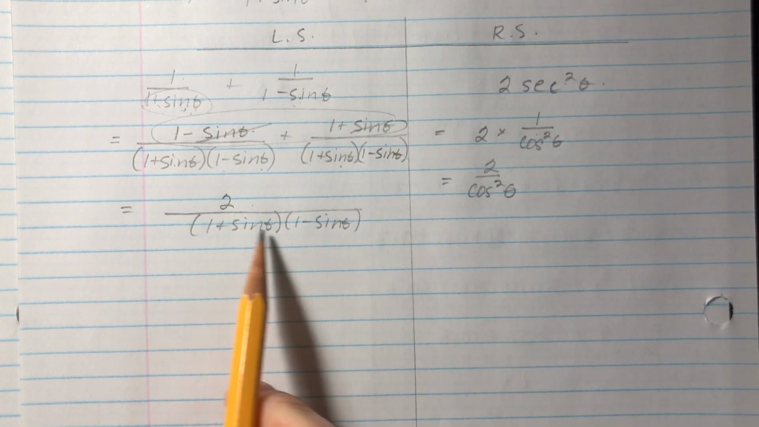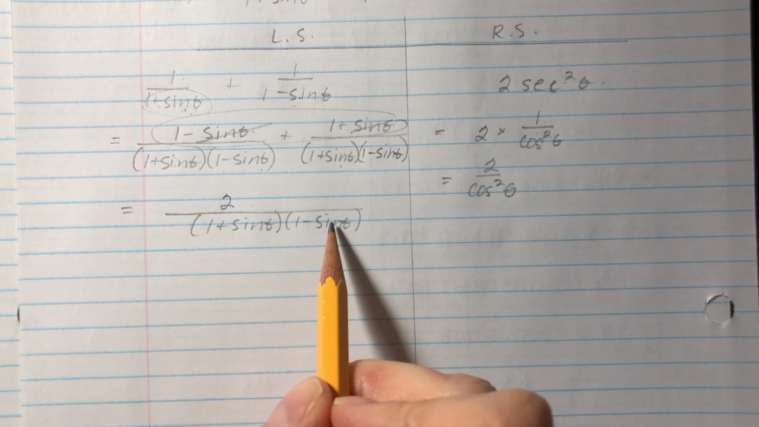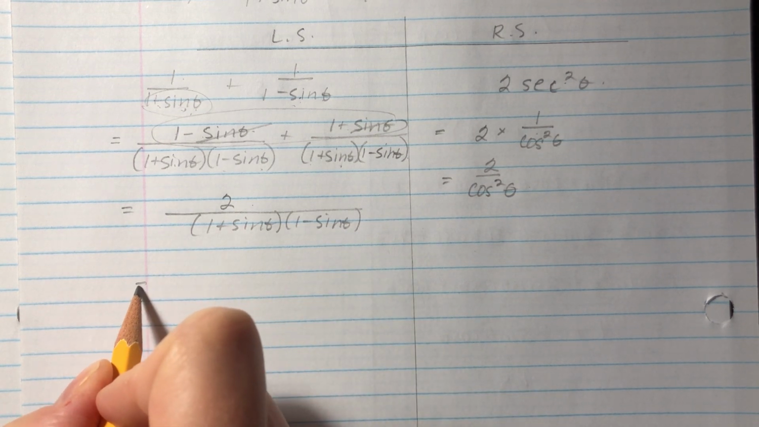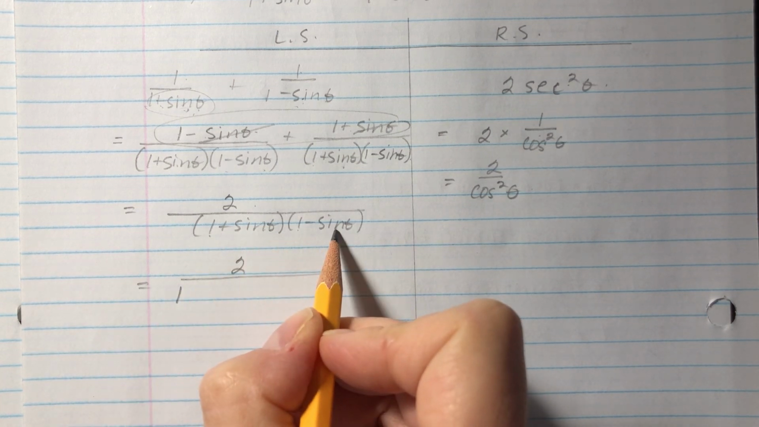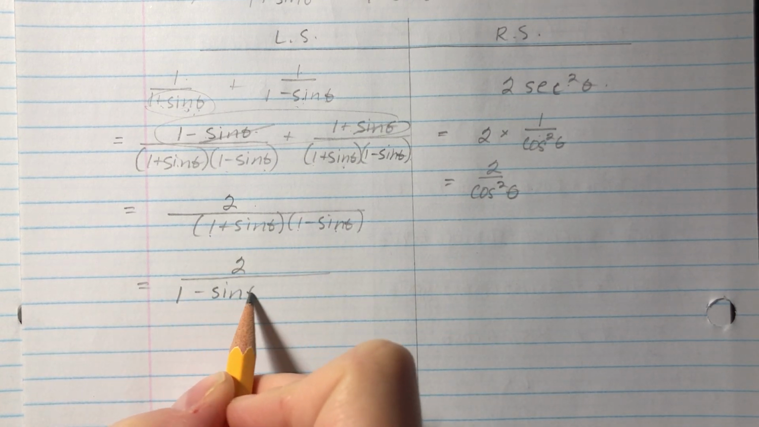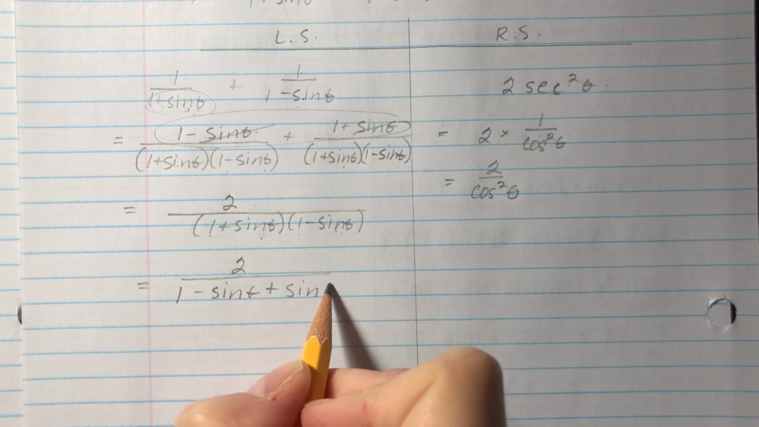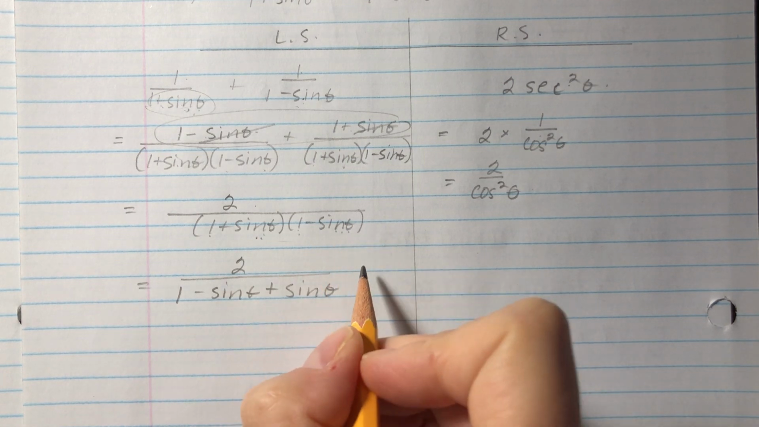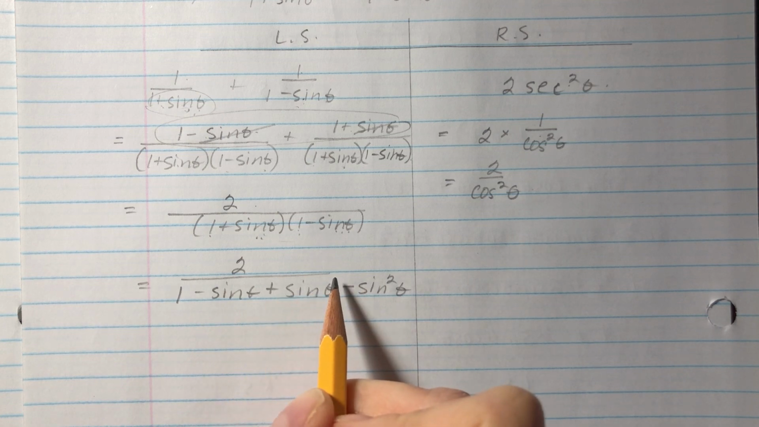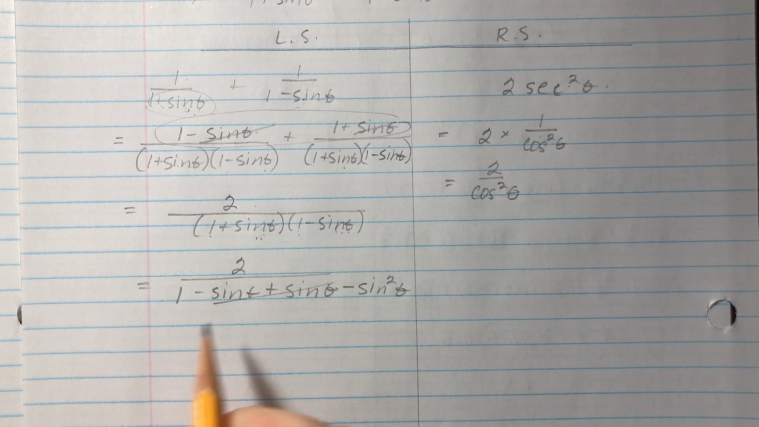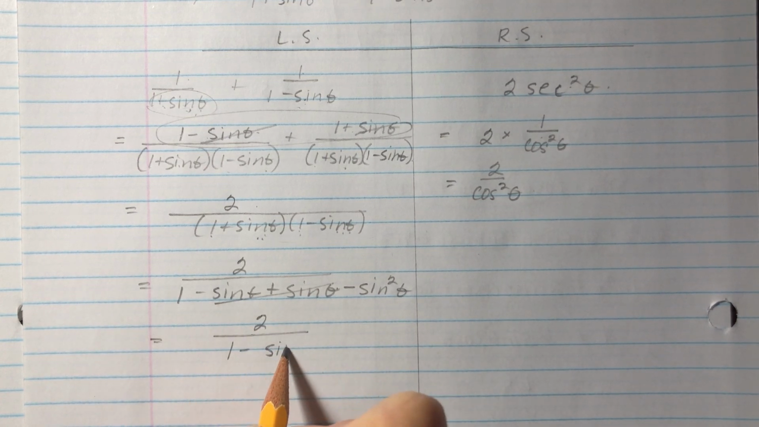Okay, now they're starting to look very similar to each other. I can here expand the denominator by multiplying the two brackets. So 1 times 1 is 1. 1 times negative sine theta is negative sine theta. Then I multiply the sine theta through. Sine theta times 1 is positive sine theta. And positive sine theta times negative sine theta is negative sine squared theta. The minus sine theta plus sine theta cancel out. So you're left with 2 over 1 minus sine squared theta.